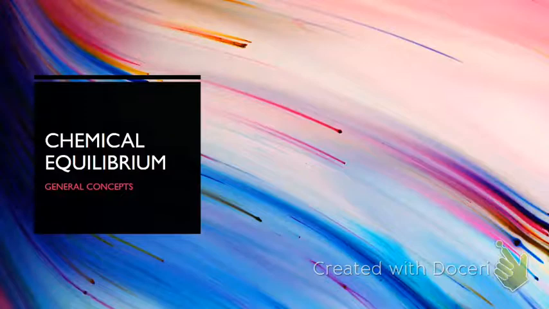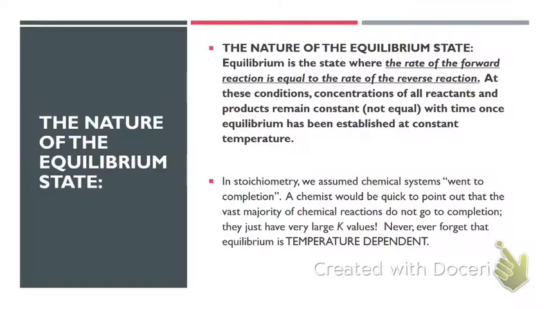So we're starting general equilibrium. Let's talk about what equilibrium is. It is when the forward and the reverse reaction are happening at equal rates. Up until this point, and especially in Chem 1, we assumed all of our reactions went to completion, but actually a vast majority of the reactions are in equilibrium with each other.